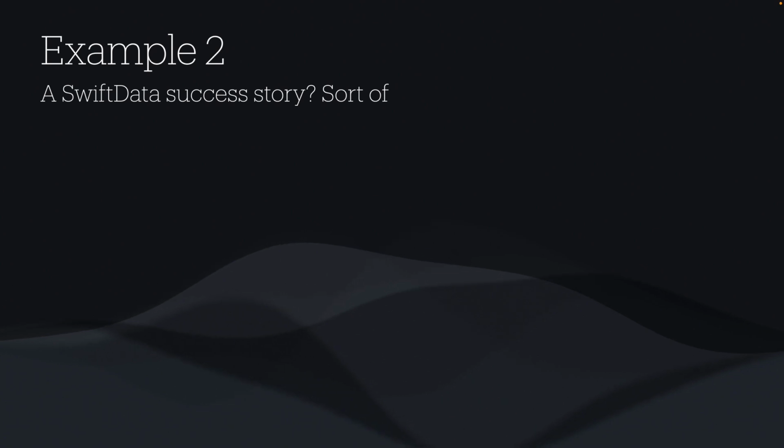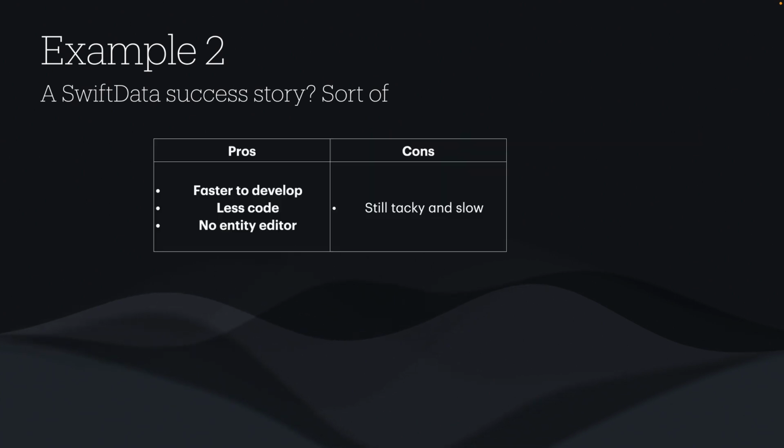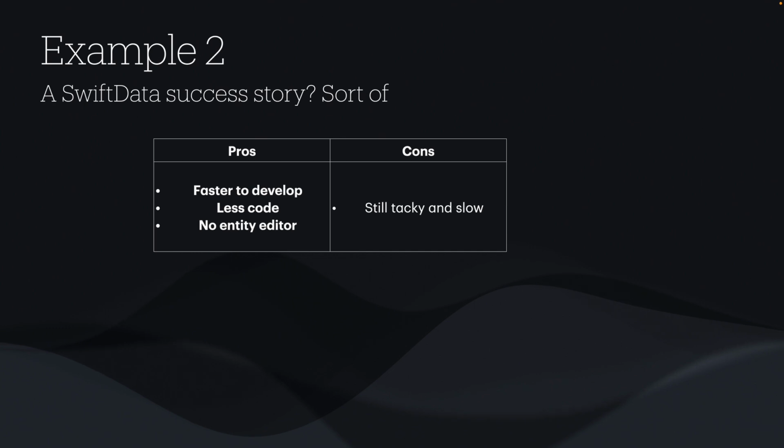So is this a SwiftData success story? Well, sort of. Let's take a look at the pros and cons. For the pros, it's faster to develop and more pleasant to develop, to be honest. I prefer it to Core Data. And it's way less code. It's much easier to reason about, especially for simple operations. And you don't have to mess with the entity editor anymore. I hate that thing, right? You have to switch context between adding stuff using your keyboard and mouse and just writing code. I don't like that context switching.